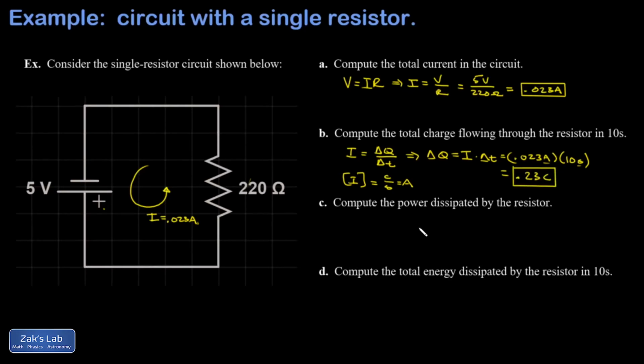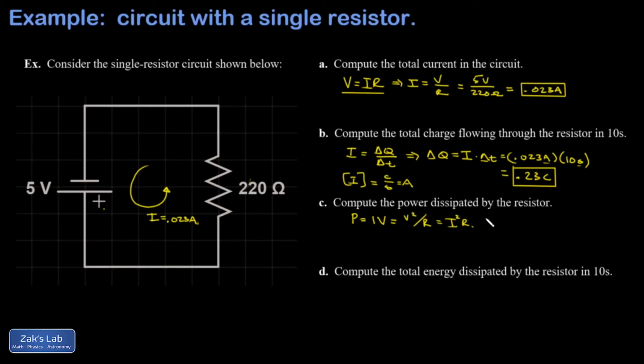In part C, we're asked for the power dissipated by the resistor, and you have choices here. The most fundamental definition of power is IV, and that will work on any circuit element. But for resistors in particular, I could use Ohm's law and make a variety of substitutions on this, and as it turns out, I could use V squared over R, or I could use I squared R, or IV.